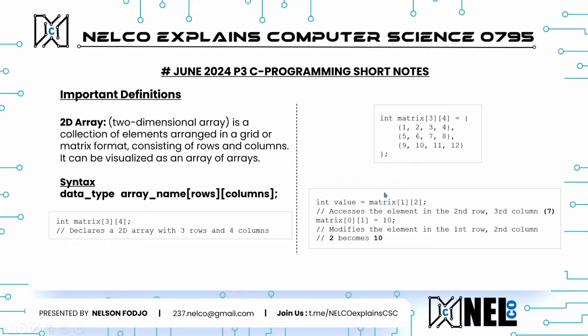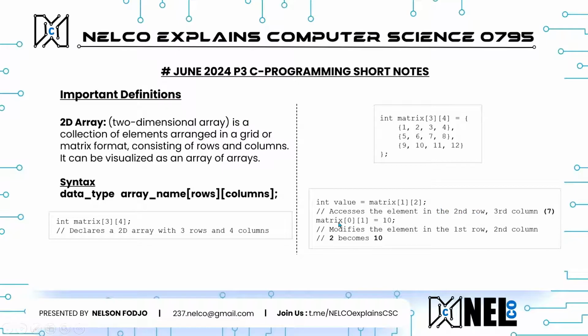Let's try and look at how we can access elements. To access the element of the second row, third column, we call the element at index 1 for the row and index 2 for the column. As I said, the index is one position behind the position itself.